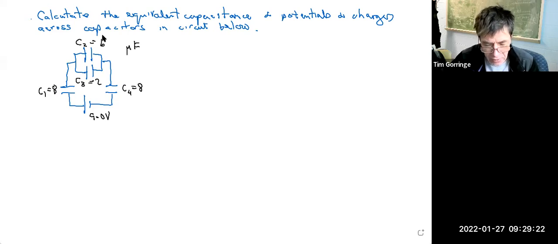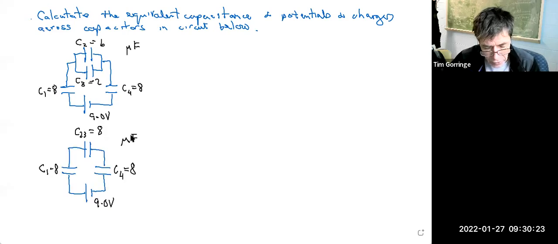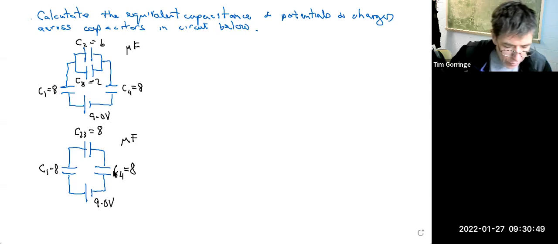So let me draw that circuit. So here's the new circuit. It now has 3 capacitors in it. The 3 capacitors are arranged in series across the 9-volt battery. And the 3 capacitors all have the same values. They're all 8 microfarads. So let's go ahead with the calculation.